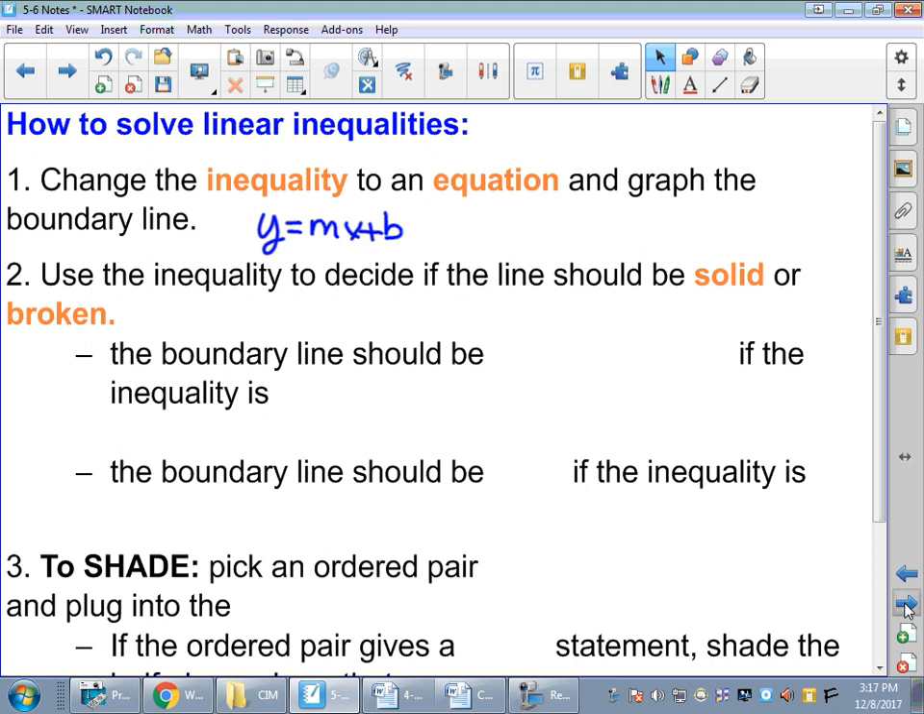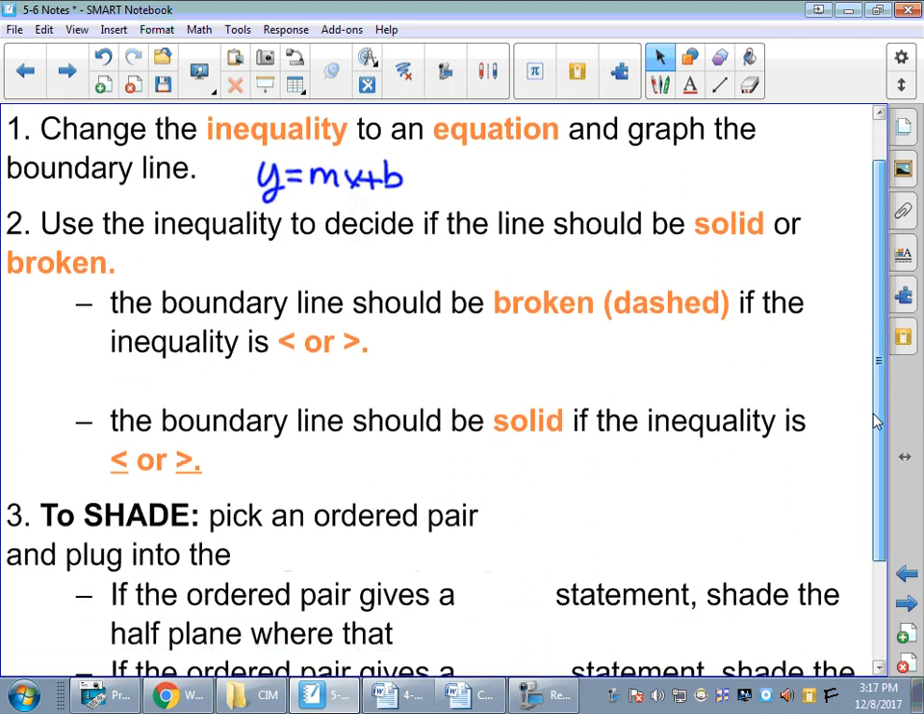If the inequality is less than or greater than, it should be broken. So we look at the original inequality. If it's less than or greater than, it's broken. That's like our open circle on a number line. The boundary line should be solid if the inequality is less than or equal to or greater than or equal to. So that's our mathematical symbol of saying we're going to include these. And if it's broken, we're not including those values.